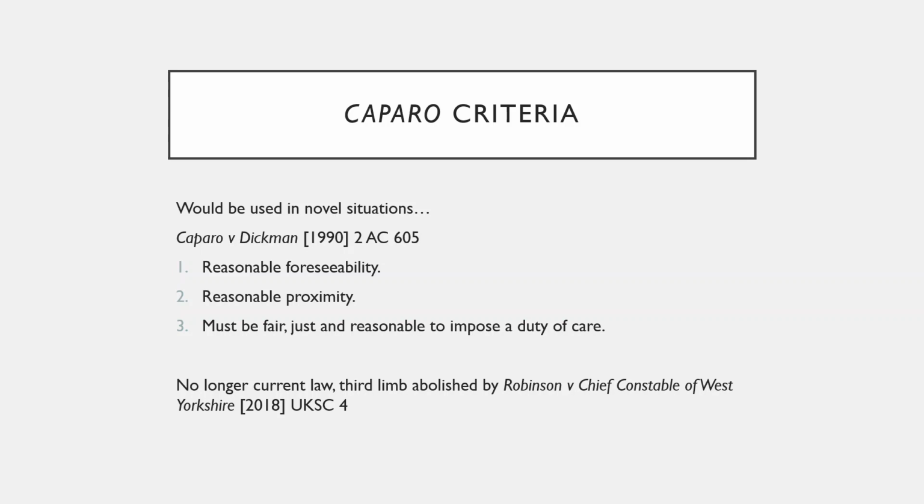So the first requirement was that there be reasonable foreseeability. Second, that there be reasonable proximity. And then the last limb is that it must be fair, just, and reasonable to impose a duty of care. This third limb is basically what's no longer applicable from this. Robinson's taken this out. It's basically said you no longer have to consider this when making a decision, and we'll go on to discussing that later.